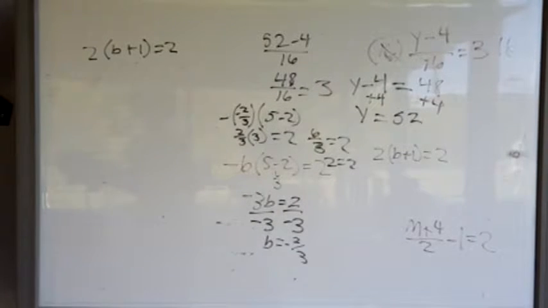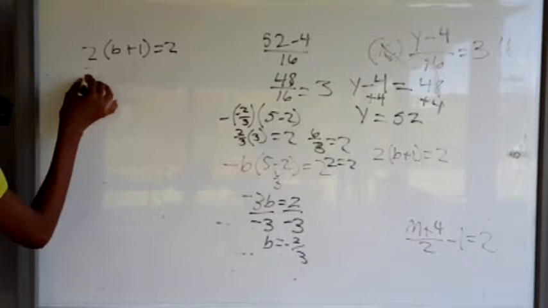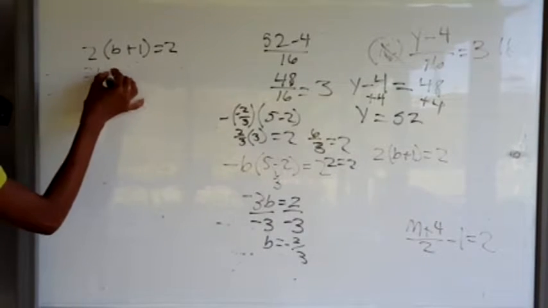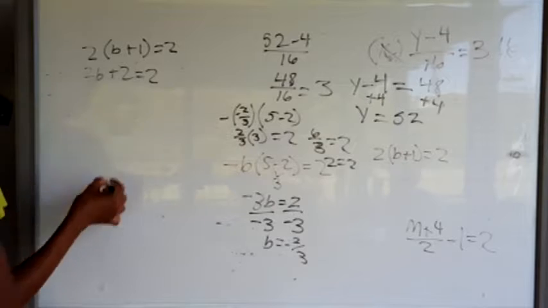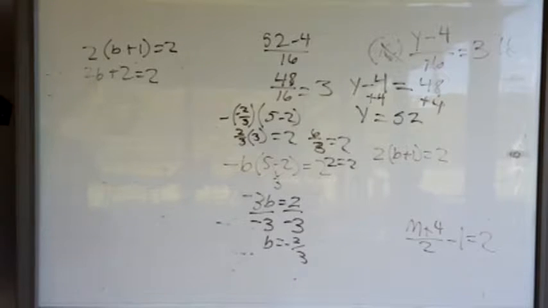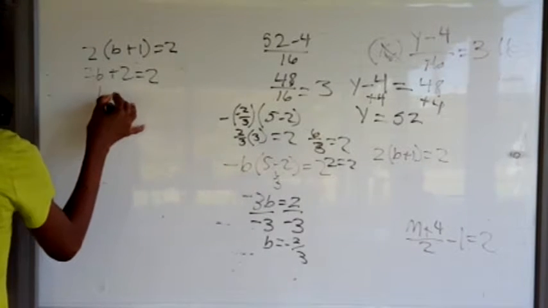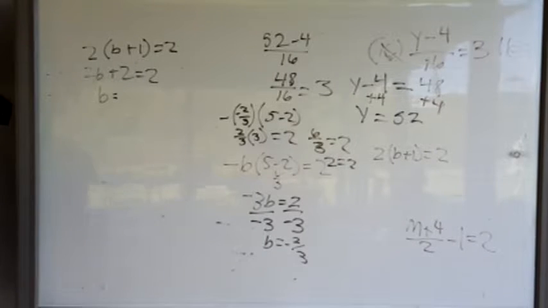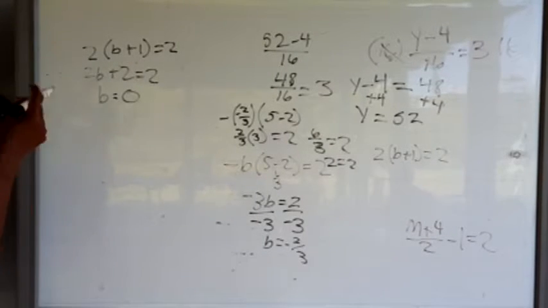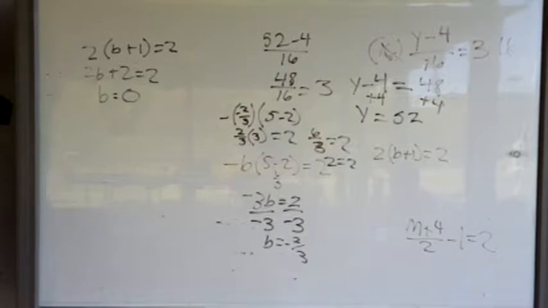Alright, so this one we would distribute, and we would do 2 times b, which is 2b. 2 times 1 is positive 2 equals 2. And then we would just continue to work it out. So what's the answer to that after it's worked out? What would b equal? That's all I want to hear. 0. So b equals 0. If you plug that in, you can check it and see if it's correct.